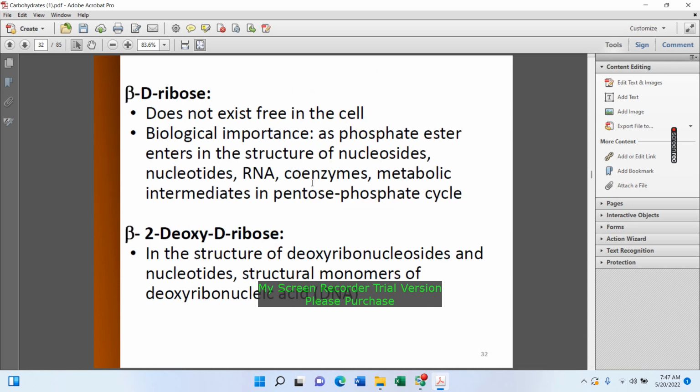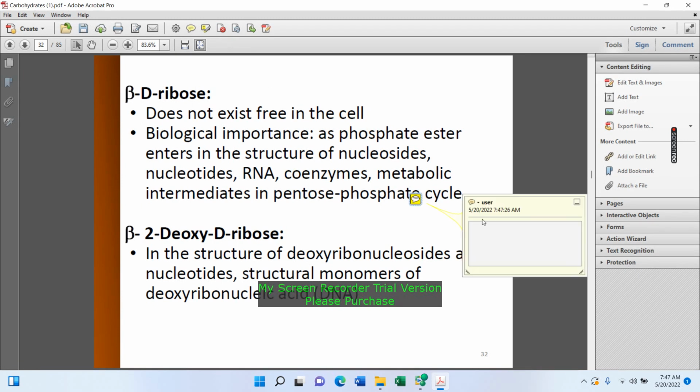It means RNA, simply as a phosphate ester, enters in the structure of nucleosides, in the structure of RNA, and coenzyme intermediates in the pentose phosphate cycle. The pentose phosphate cycle we are really not aware of yet, but we have to keep in mind the importance of this beta D ribose.